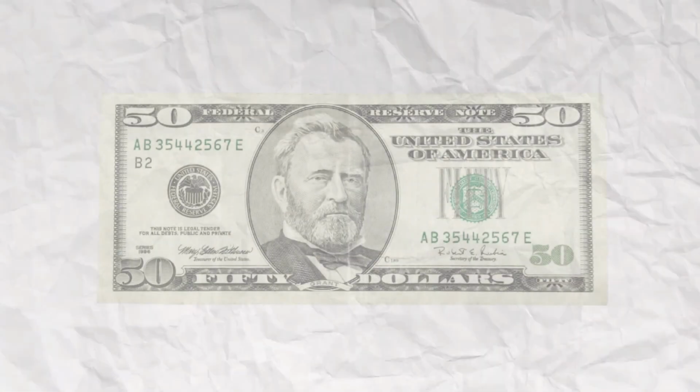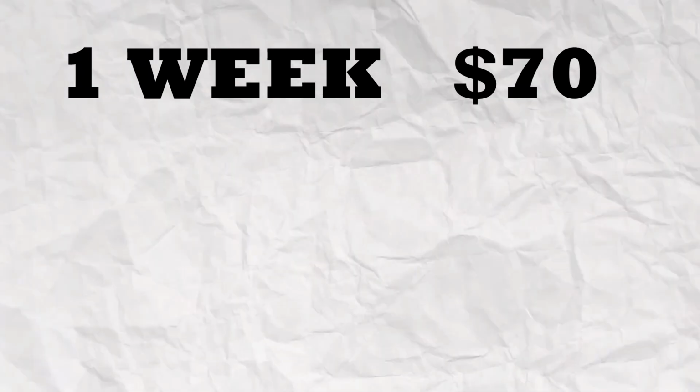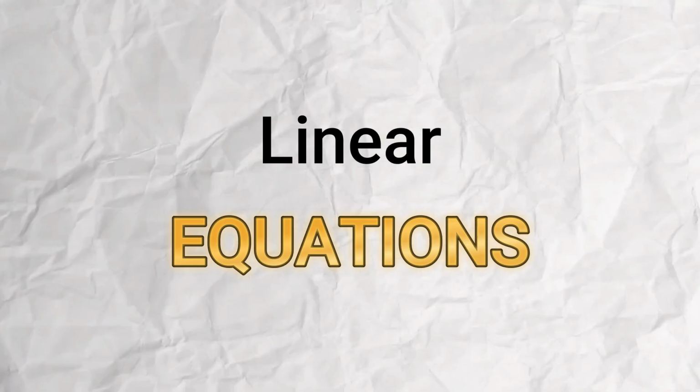Let's start with a real-life question. Imagine you're saving money to buy a new phone. You already have $50 saved in your bank account, and each week you add $20, let's say from a job. After 1 week, you'll have $70. After 2 weeks, $90. After 3 weeks, $110. And what you can see is we keep on adding $20 because you keep on earning $20 each week. And we can use the power of equations, especially linear equations.